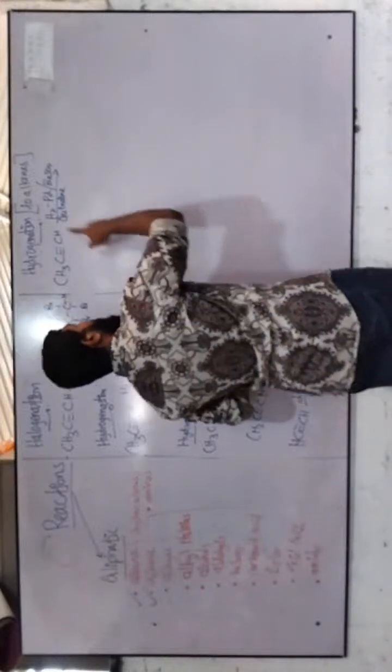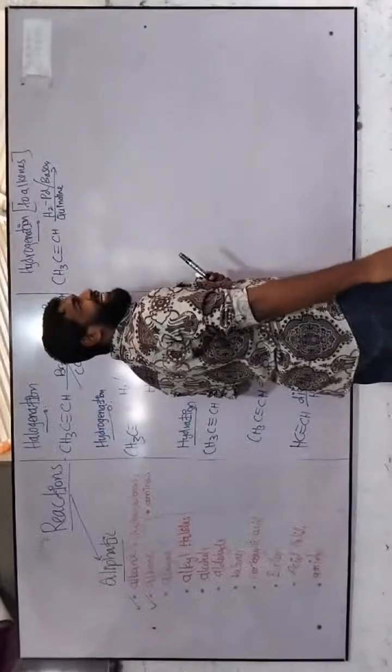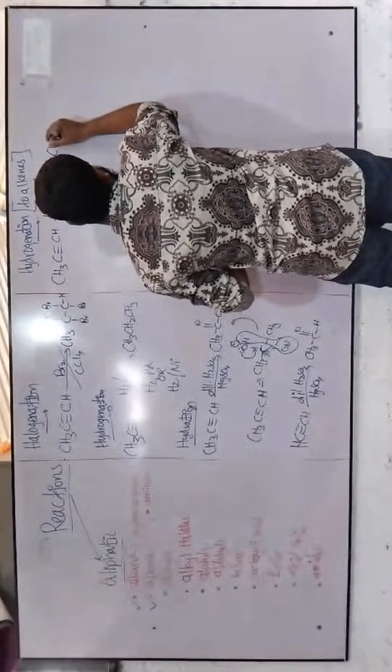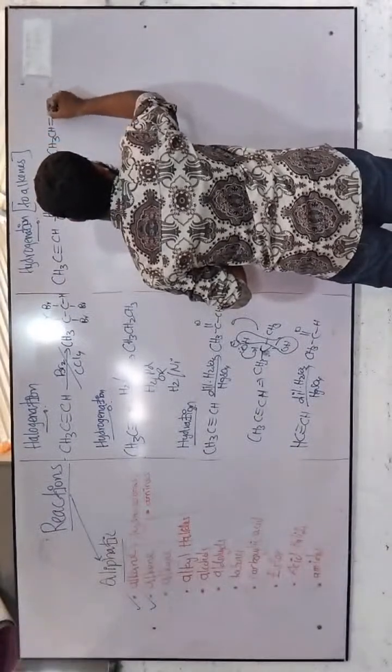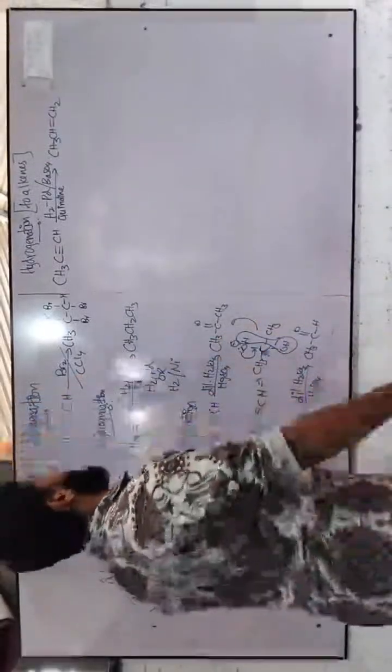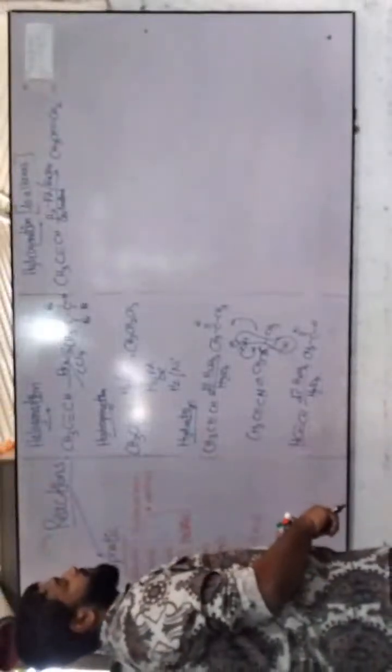Right? Understand how I memorize this? H2 palladium, barium sulfate, poisoned by quinoline. This is a poisoned catalyst. It won't allow the reaction to proceed further if you put this reagent here. As a result, you will get CH3, CH double bond CH2. You will get an alkene over here.